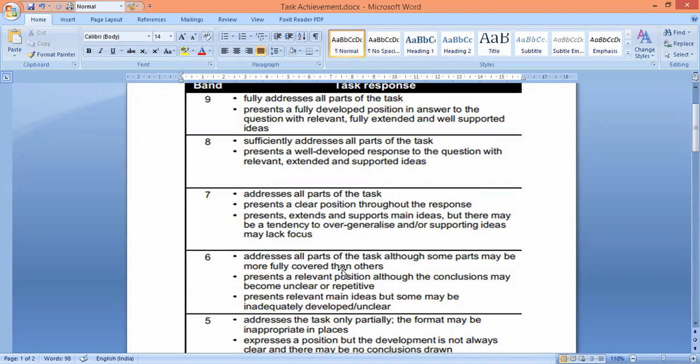And in 6, there is a confusion about addressing the task. So the point is, for example, you are writing two body paragraphs. In the first body paragraph you gave one idea, you elaborated it, and then you gave an example. That's fully addressed. In the second body paragraph, you gave an idea, you developed it, but you didn't give an example, or the example was not relevant. So it becomes a little less. It addresses all the parts, but not sufficiently.